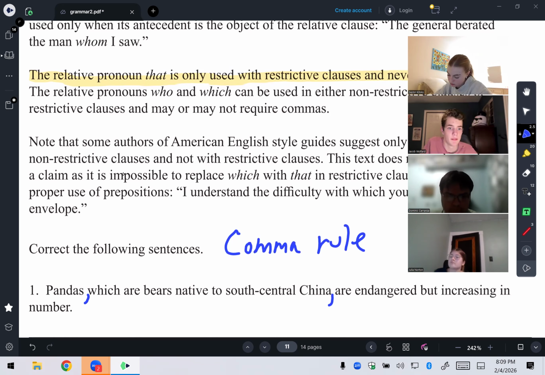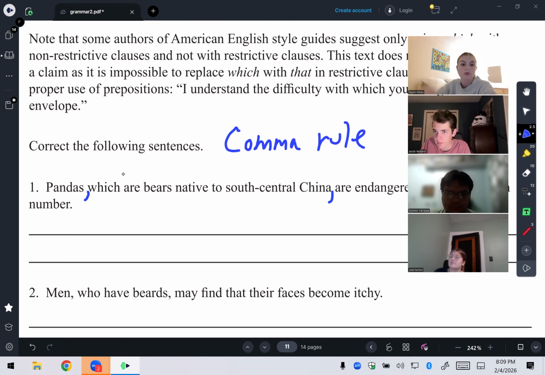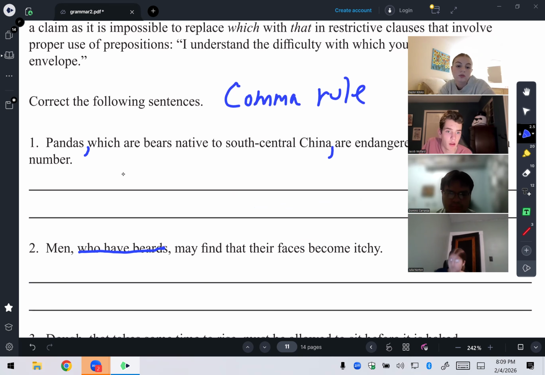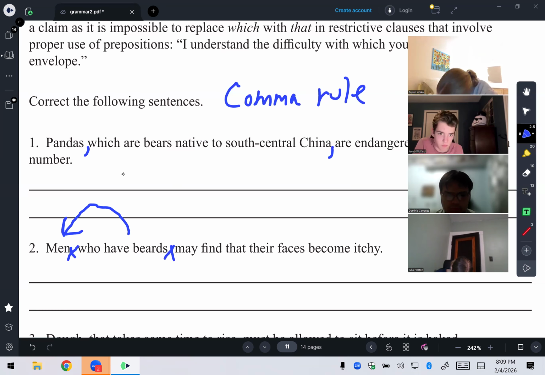Men who have beards may find that their faces become itchy. I am going to try to take out the clause. Men may find that their faces become itchy. Have I lost meaning? Yeah. Why? I was only talking about the bearded men, so I have restricted the referent men. So that is a restrictive clause, so no commas. Can't have them. Men who have beards may find that their faces become itchy. It's just a comma rule.